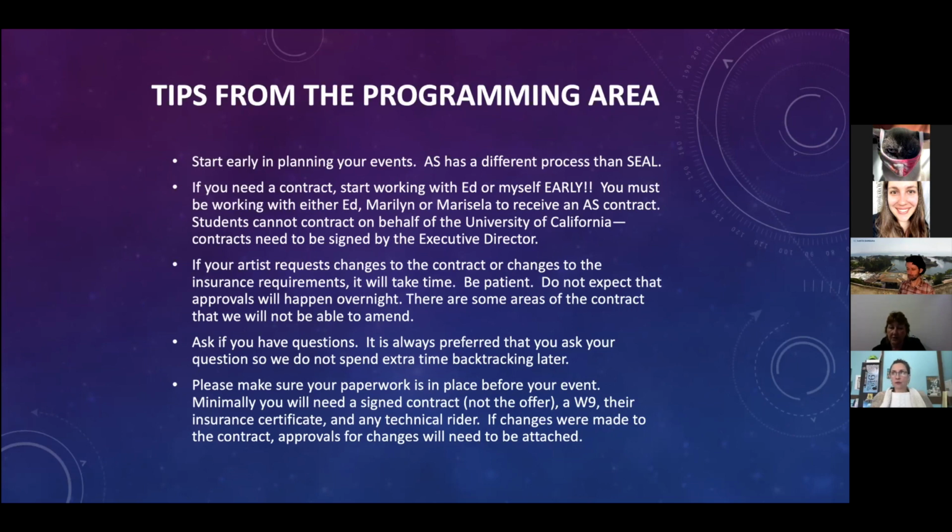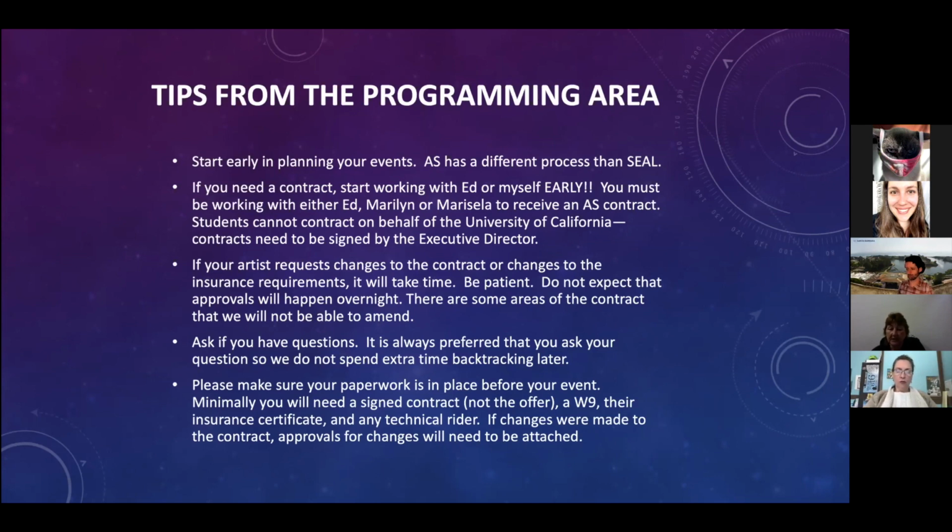If you need a contract, start working with Ed or myself very early. You must be working with either Ed, myself, or Marcella to receive an AS contract. And I pretty much work with the performance contracts with performing artists, and the other contracts are all primarily Ed. I think he's probably going to talk about that. But you need to receive an AS contract. Students cannot contract on behalf of the University of California. Contracts need to be signed by the executive director.